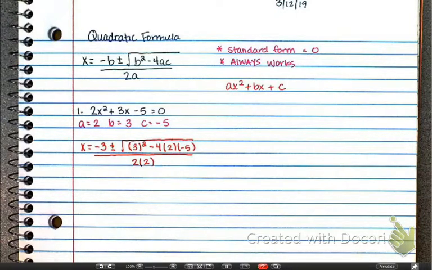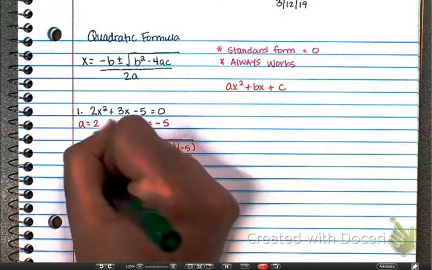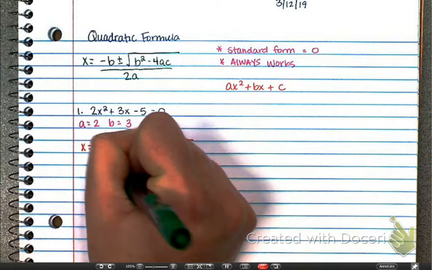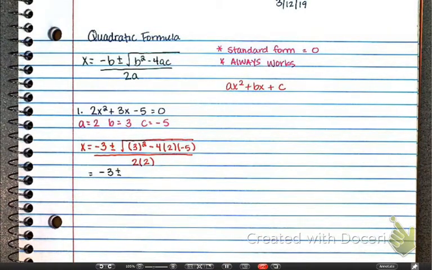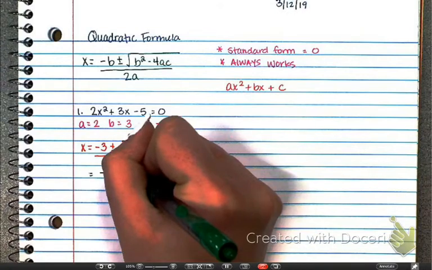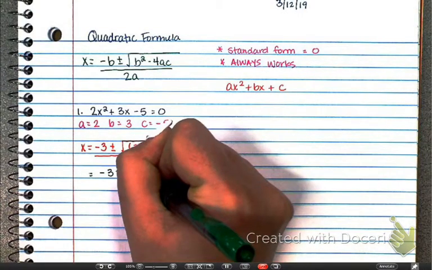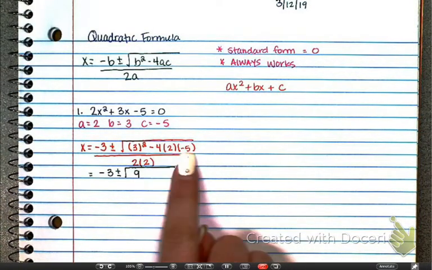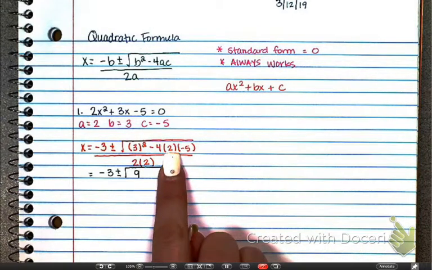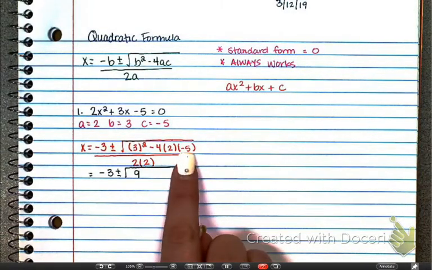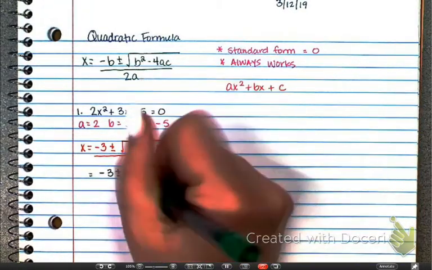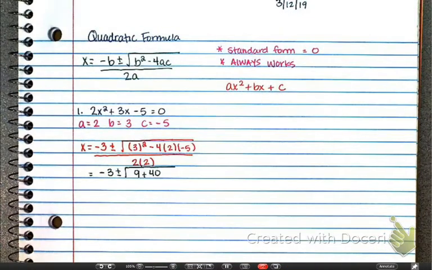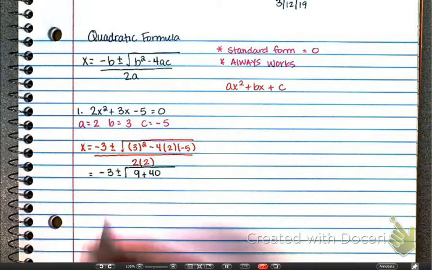Okay, so let's simplify. So I have -3 plus or minus. I'm going to simplify what's underneath the radical. 3 squared is 9. So -3 plus or minus the square root of 9. And then I need to multiply this out. So -4 times 2 is -8. -8 times -5 is a positive 40. Okay, I'm not going to add that yet. I'm going to keep simplifying.